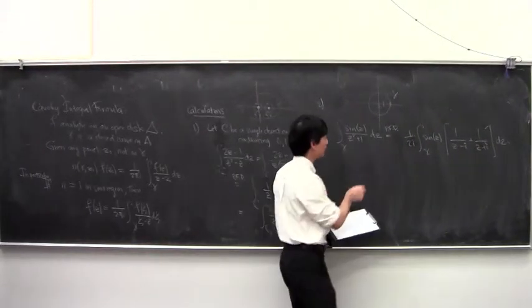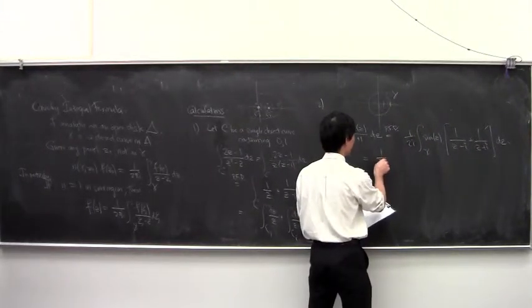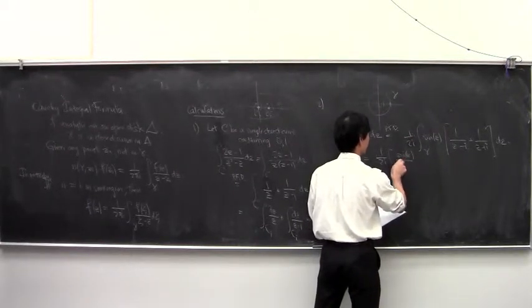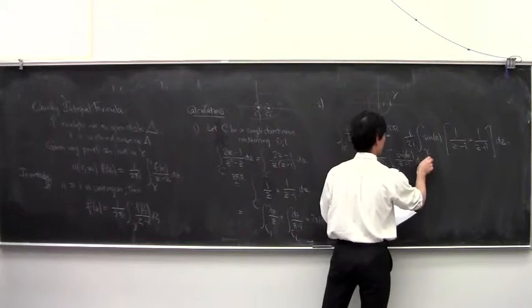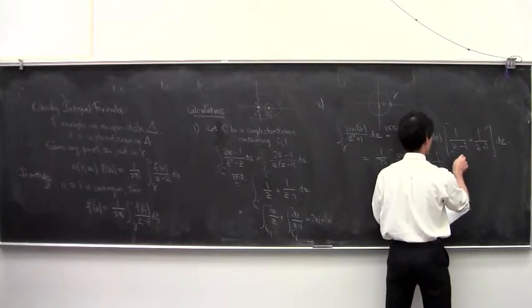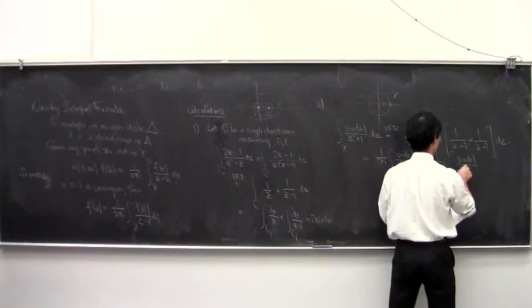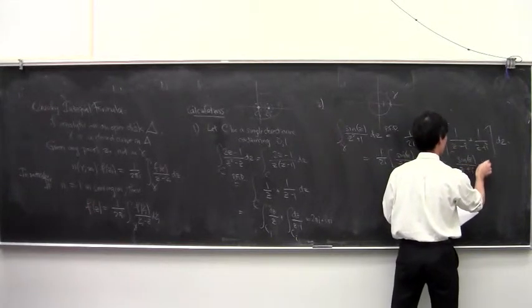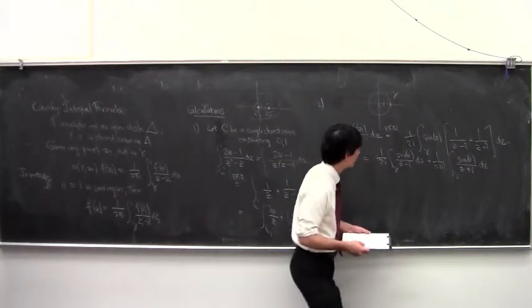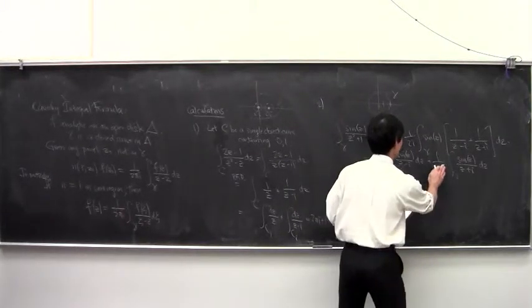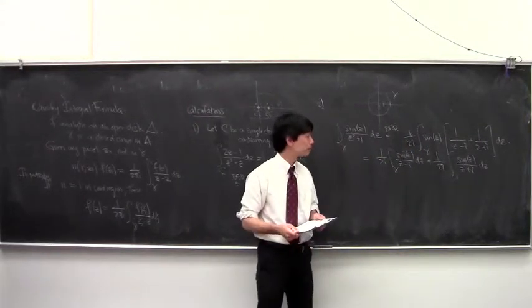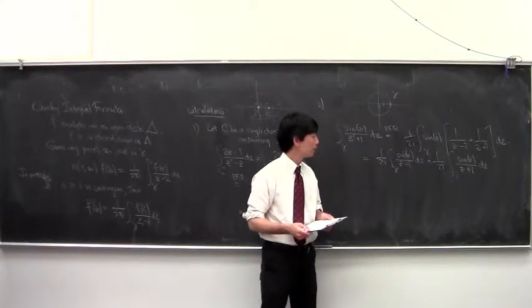From that, you break this up into two integrals. z minus i, read the 2i right there, and the same thing for the other one.